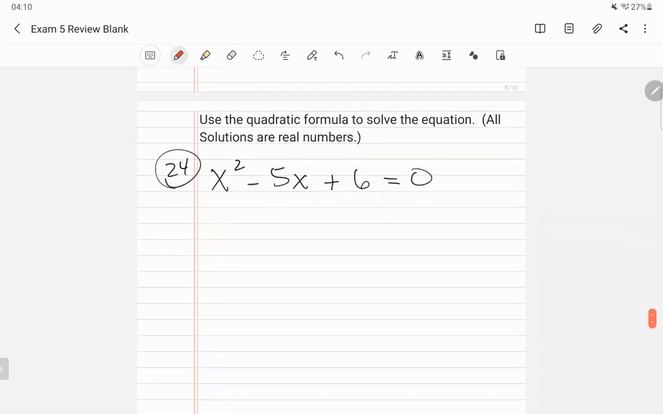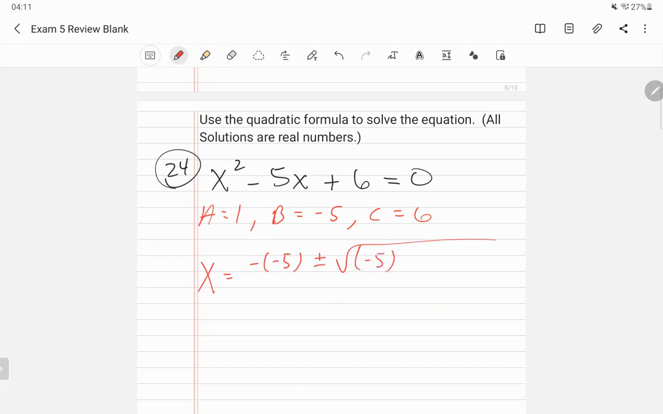Okay. And then we're going to use quadratic to solve. So we get a equal to 1 here. B is negative 5. And C equal to 6. So we get x equals negative 5 plus or minus square root of negative 5 squared minus 4 times a times c all over 2 times a.